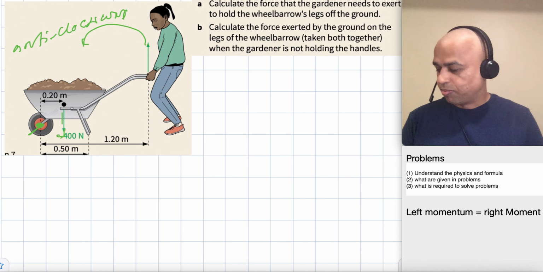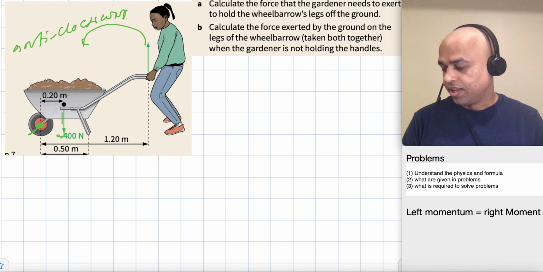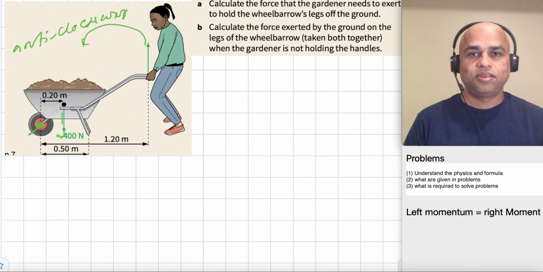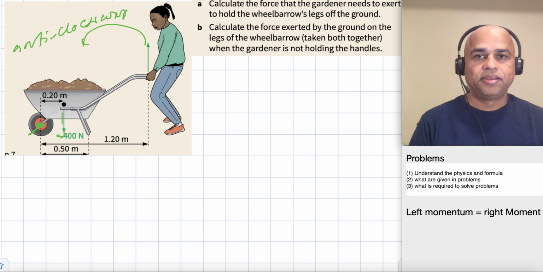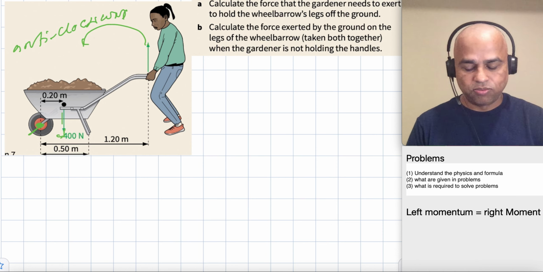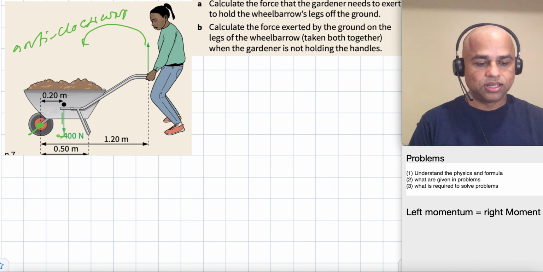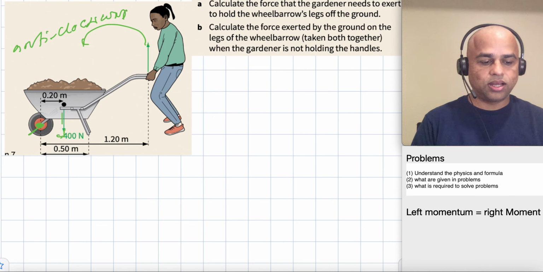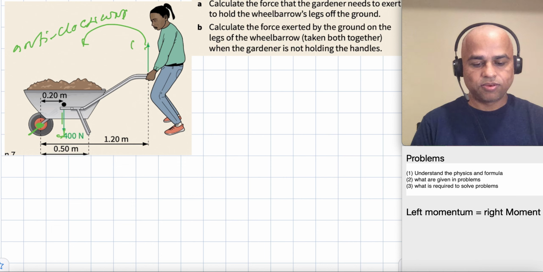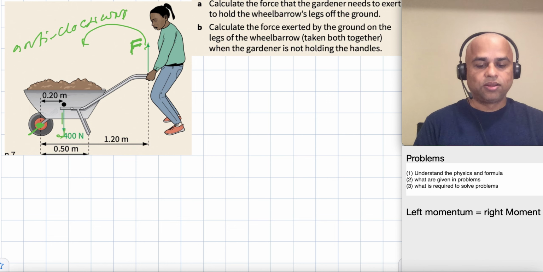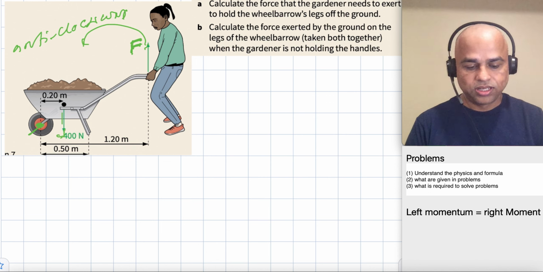So how much force are you applying? Let's see. Calculate the force that the gardener needs to exert to hold the wheelbarrow legs off the ground. How much force is needed? Calculate the force that the gardener needs to exert to hold the wheelbarrow. How much force do we require? Here, this force we are going to calculate, how much force is required for the gardener.